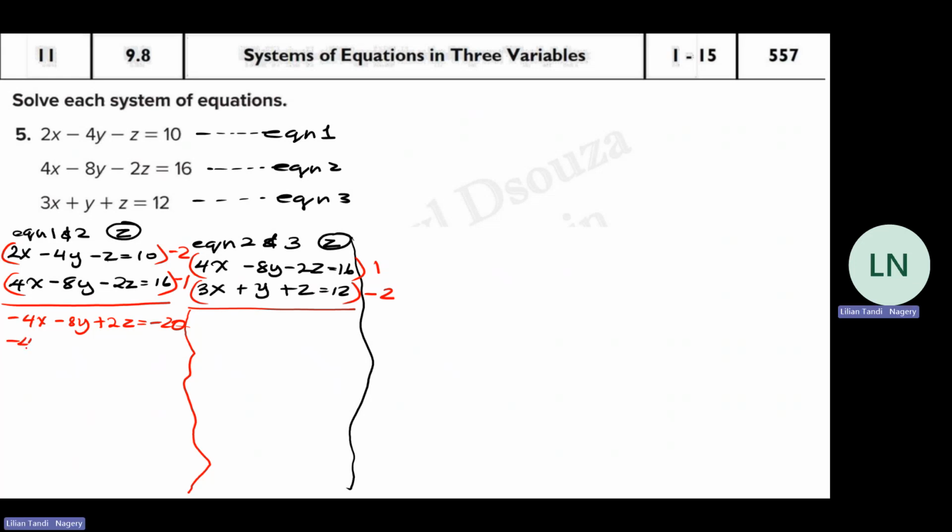This will be negative 4x, negative 8y, sorry, positive 8y, positive 2z, minus 16. This will be 4x minus 8y minus 2z equals to 16. This will be negative 6x, negative 2y, negative 4, negative 24.